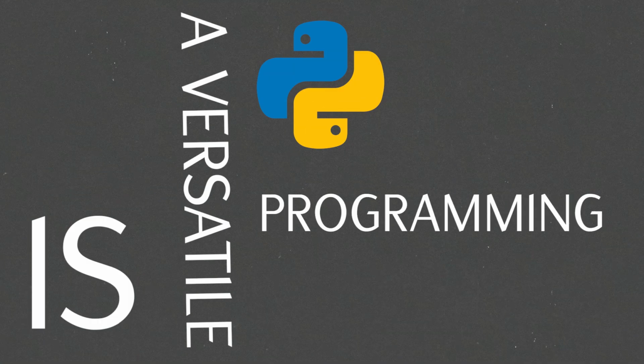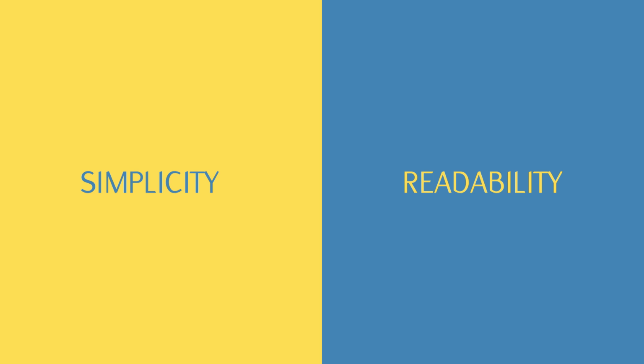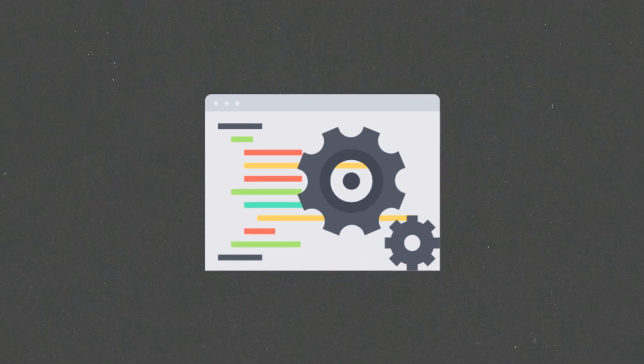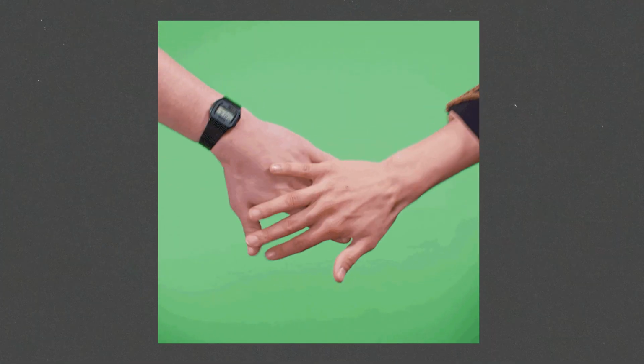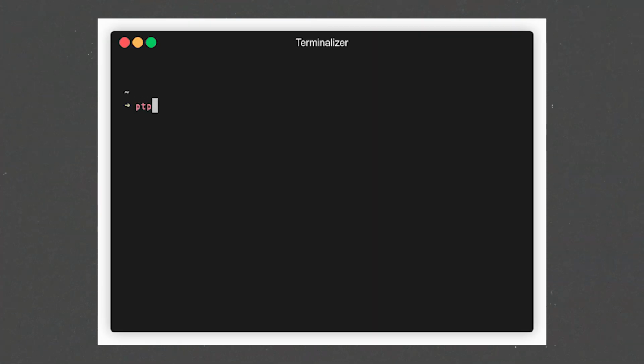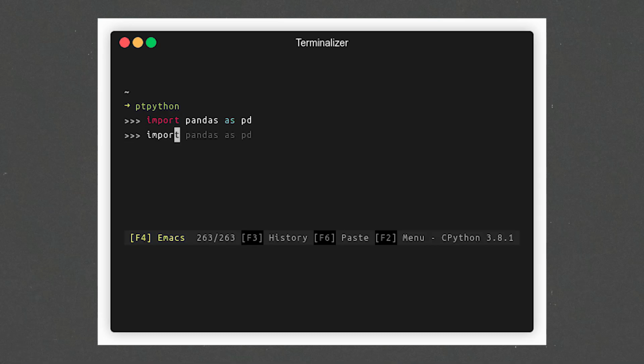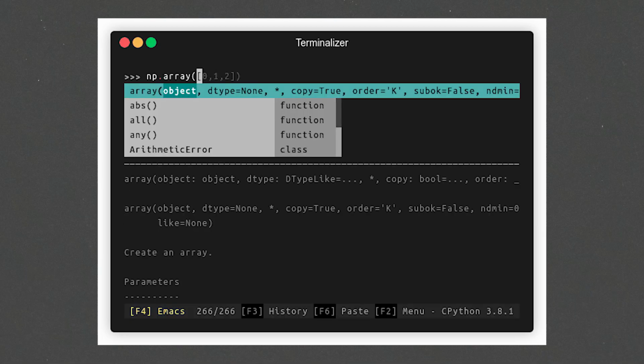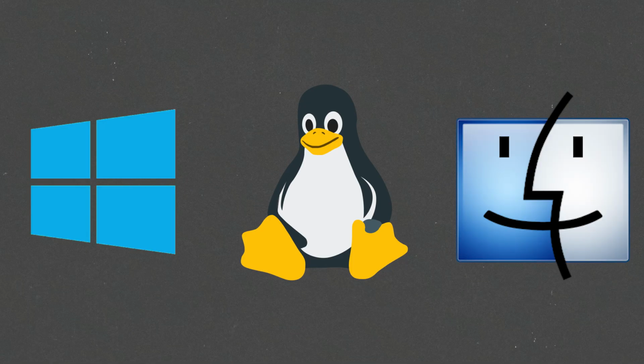Python is a versatile programming language known for its simplicity and readability. It is beginner-friendly and widely used in web development, data analysis, artificial intelligence, automation, and more. Python has a strong community of developers and offers an interactive shell for experimentation. It also has extensive libraries that simplify complex tasks and can be run on different operating systems.